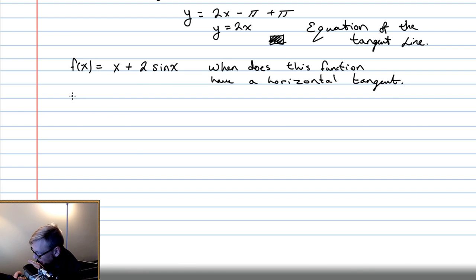Okay. When does this have a horizontal tangent? First, let's find a derivative. So that'll give us the slope of a tangent line. So f prime of x. Well, derivative of x is just 1. Derivative of sine is cos, so plus 2 cosine of x.